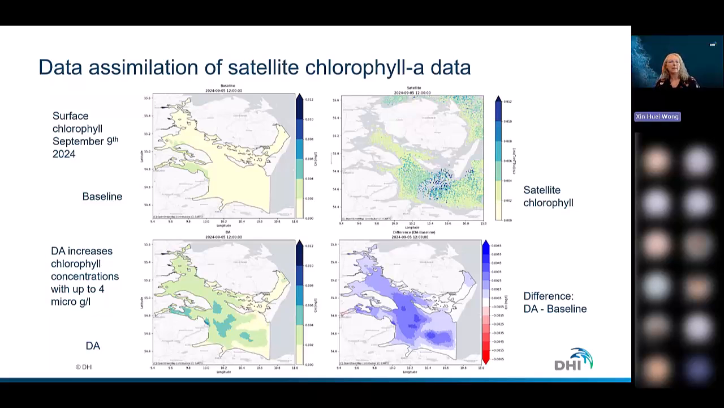When we compare the DA results directly with the observation, we see there's an overall good accordance with the observation, but we also have to remember that this is not only a result of assimilating this particular satellite picture into the model. It's an integrated result of assimilation of satellite observations from days to weeks before this time.